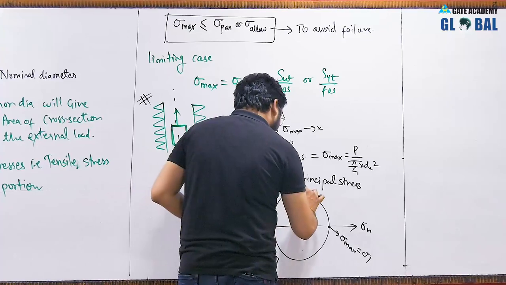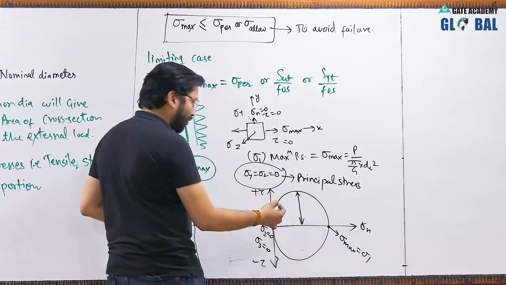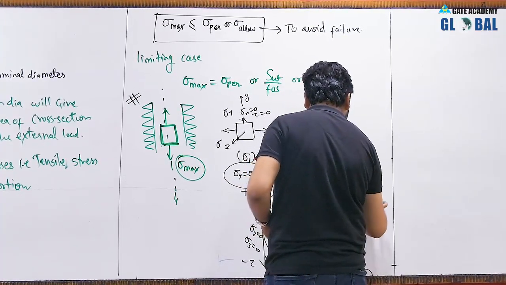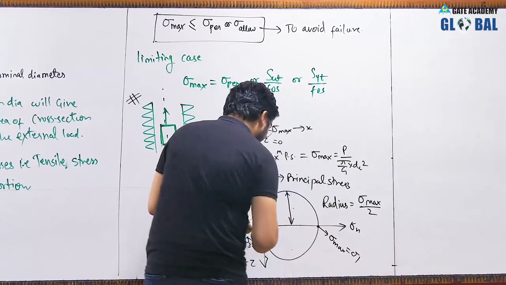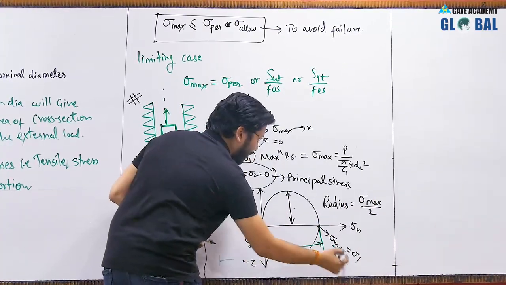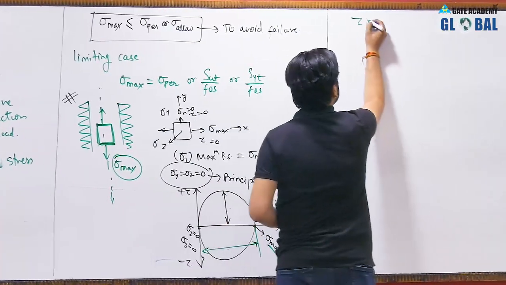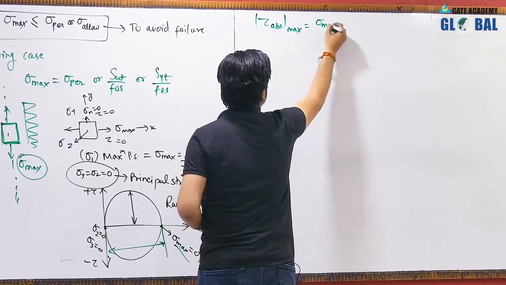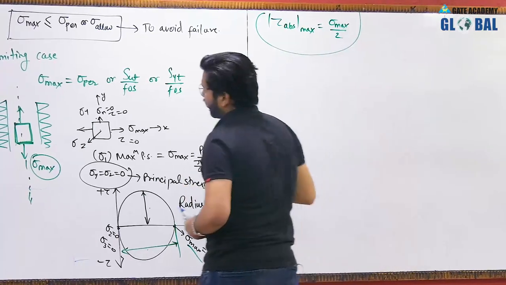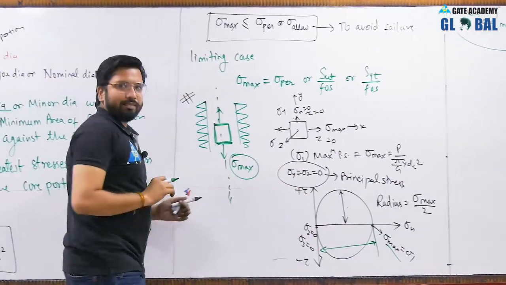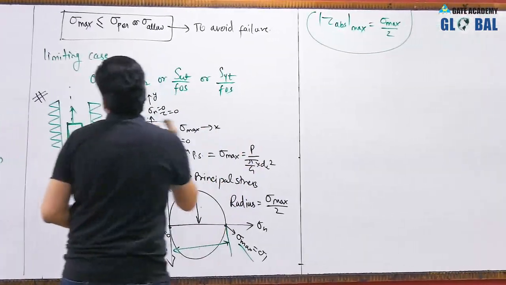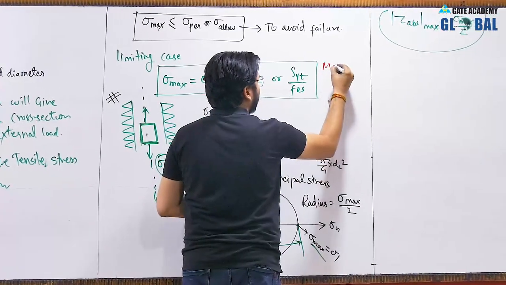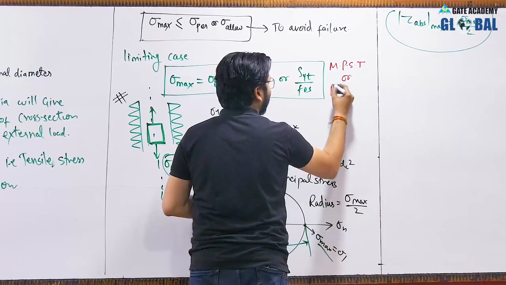Now if the material is ductile in nature, then the radius of this Mohr circle is equal to sigma max divided by 2, as the diameter of the Mohr circle is equal to sigma max. Hence tau absolute maximum will be equal to sigma max by 2. Now if you want to use the Rankine theory, that is the maximum principal stress theory, you will be using this criterion.